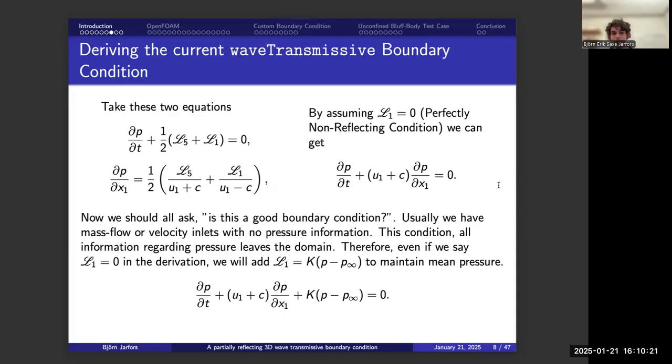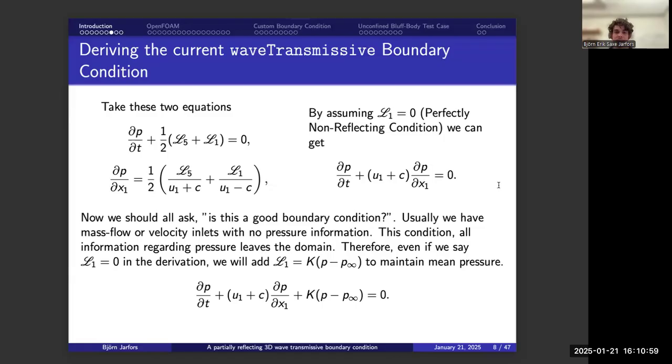Because usually what we have in the inlet is either a mass flow or a velocity inlet. So there's no real pressure information, in comparison to, for example, if you run an experiment where you set the pressure as your inlet, basically, or to determine your mass flow. So what we're saying here is that we are not providing any pressure information at the inlet, and we're not providing any pressure information at the outlet. So basically what you'll have is a system where the pressure just drifts.